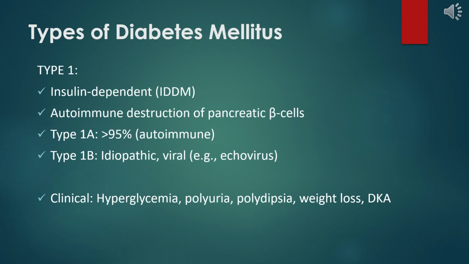Now let's start with types of diabetes mellitus. Type 1 diabetes, also called insulin-dependent diabetes, occurs when the body's own immune system destroys the insulin-producing beta cells in the pancreas. Most cases are autoimmune, called type 1A, while some are idiopathic, including rare viral causes like echovirus. These patients present with classical symptoms of hyperglycemia and may land up in diabetic ketoacidosis if untreated.